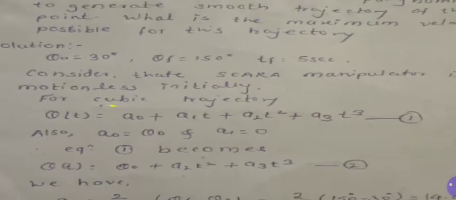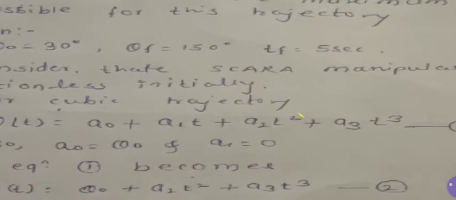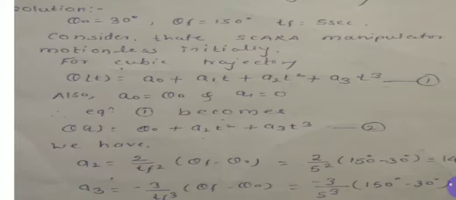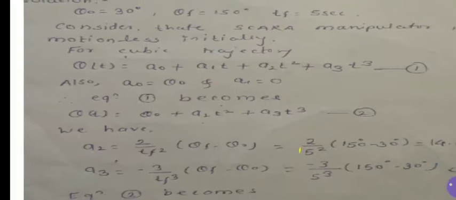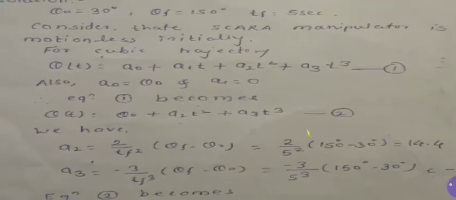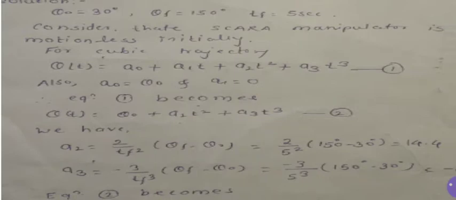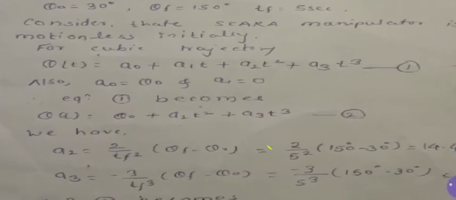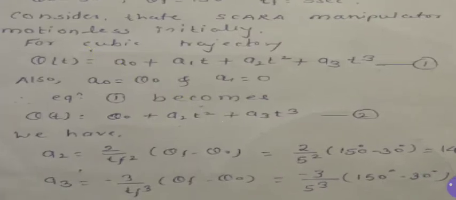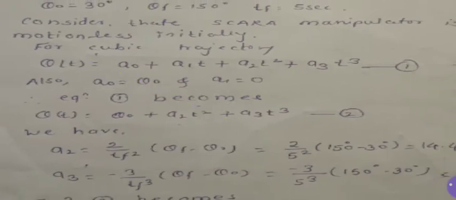As far as the given data is concerned, 30 degree to 150 degree, the initial angle theta 0 is 30 degree and the final angle is 150 degree, while the time tf is given as 5 seconds. Now consider that the SCARA manipulator has a cubic trajectory. So the equation of the cubic trajectory is theta of t equals a0 plus a1 t plus a2 t square plus a3 t cube. That will be equation number 1. And as we have seen in the last slide, we can find the values of a0, a1, a2 and a3. The value of a0 is theta 0, and the value of a1 is 0.